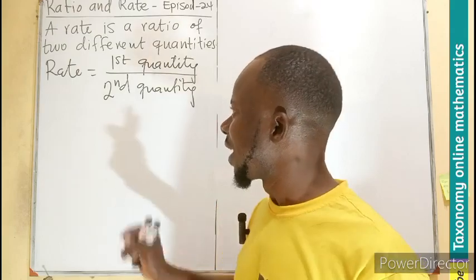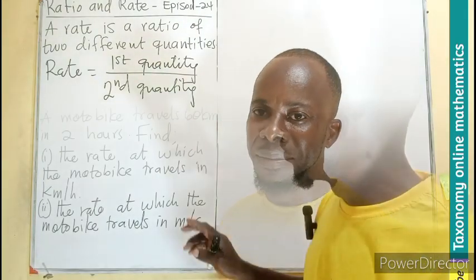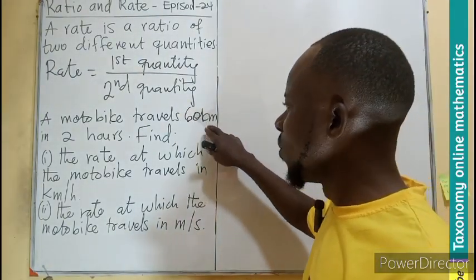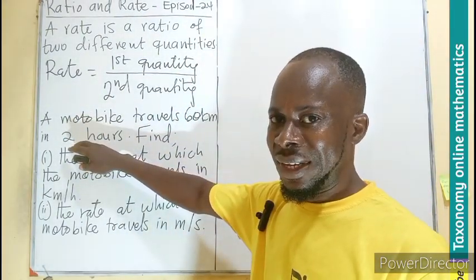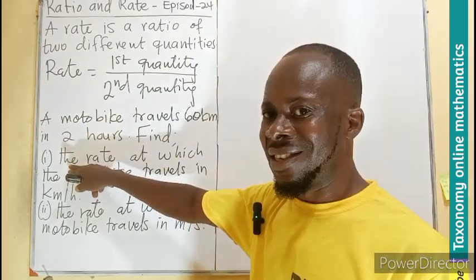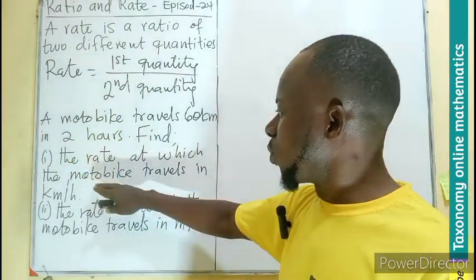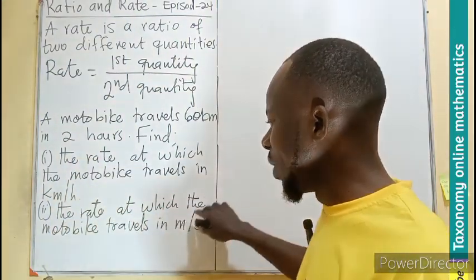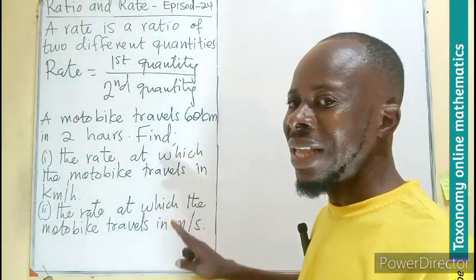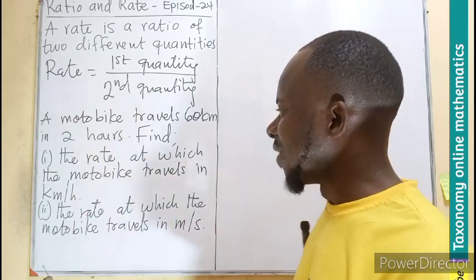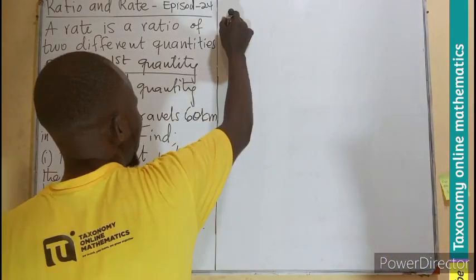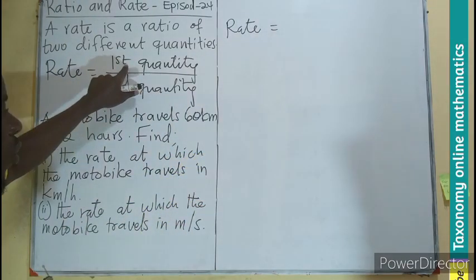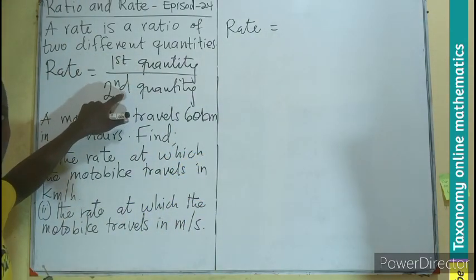So let's take a question in this regard. A motorbike travels 60 kilometers in 2 hours. We have to find the rate at which the motorbike travels in kilometers per hour, and also the rate at which the motorbike travels in meters per second. We are saying that the rate is simply the first quantity compared to the second quantity.